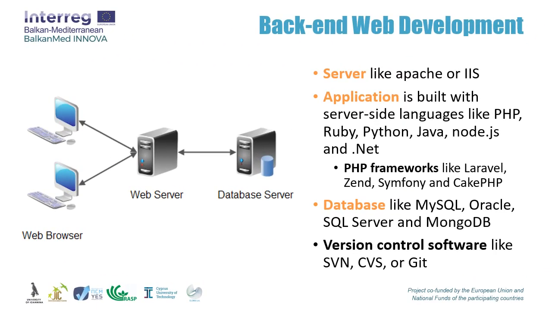The back end of a website usually consists of a server, an application and a database. In order to make all these communicate with each other, back-end developers use server-side languages like PHP, Ruby, Python, Java, Node.js and .NET to build an application, and database management systems like MySQL, Oracle, SQL Server and MongoDB to find, save, or change data and serve it back to the user in front-end code.